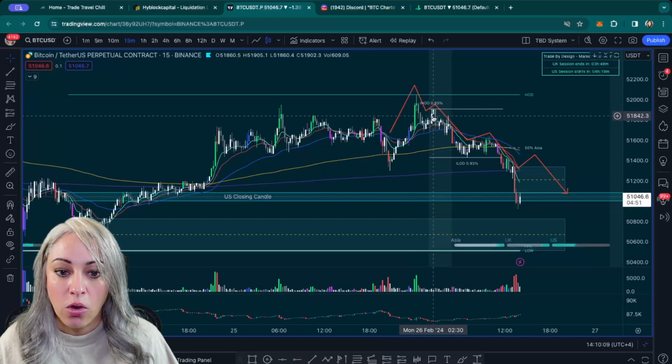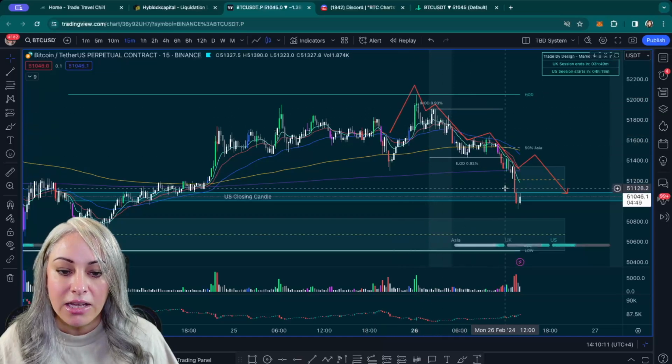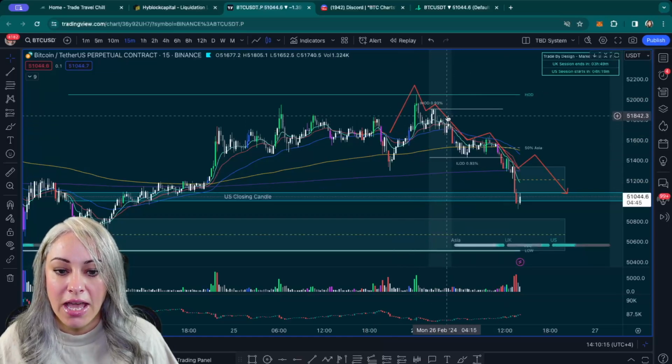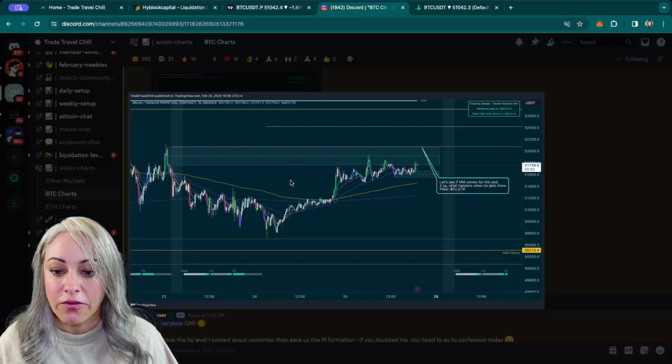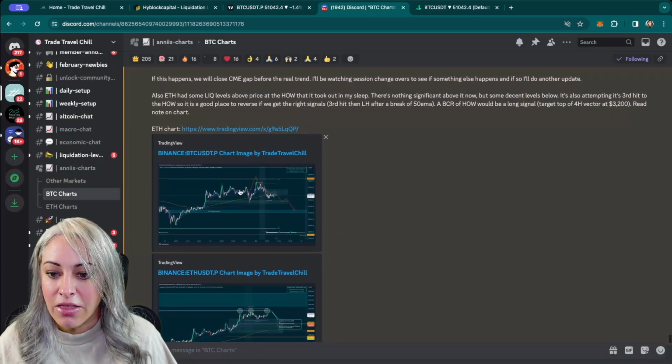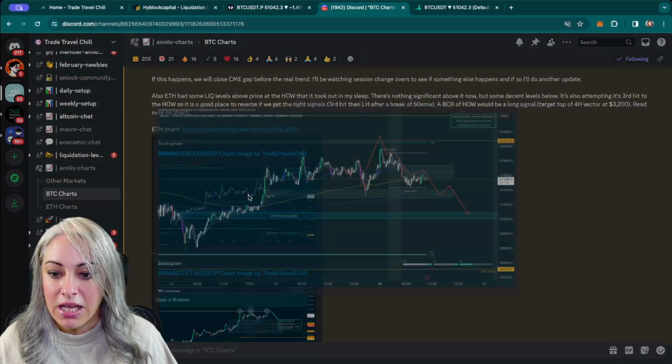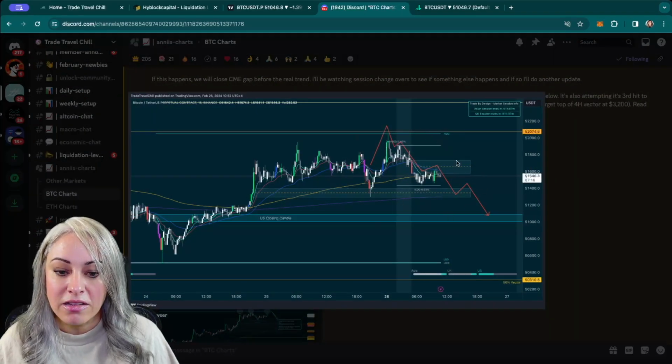What followed that was the M formation. If you wanted to actually trade this, that was your trigger there on the second peak of the M formation. Following that spike, I then did another update, and you can see right here that this was the price action that I was waiting to see if it would play out. This was during the Asia session, and I was hoping for further drops down into the US closing candle.